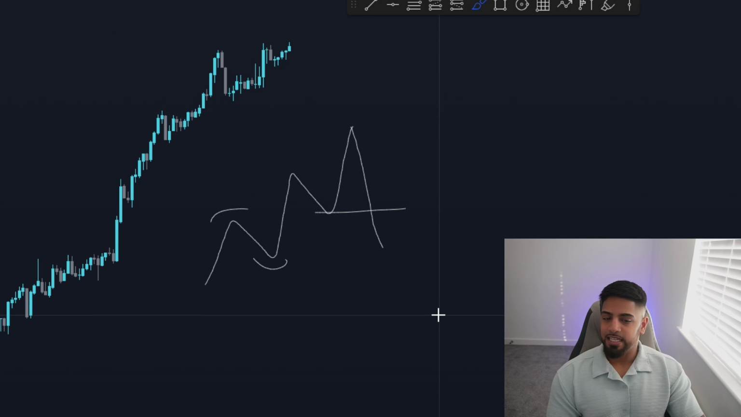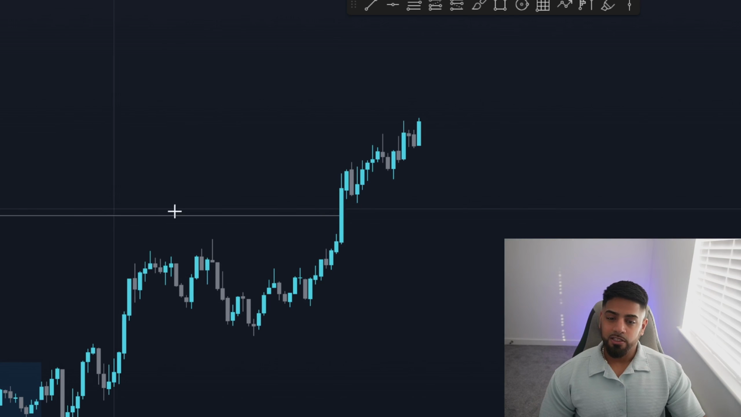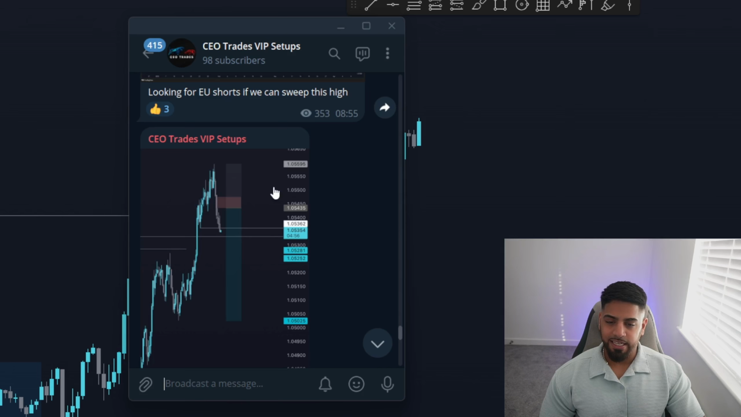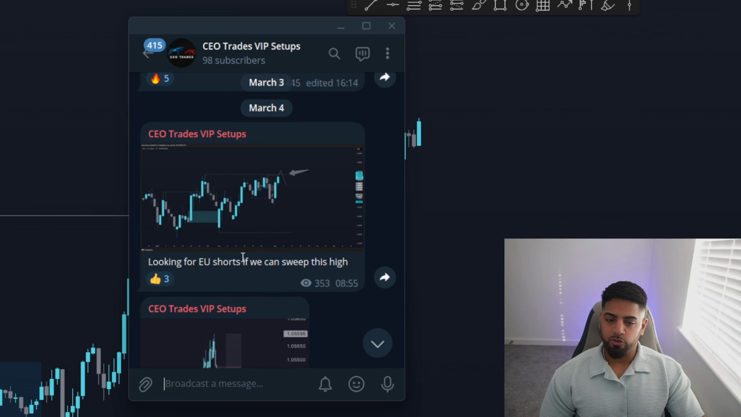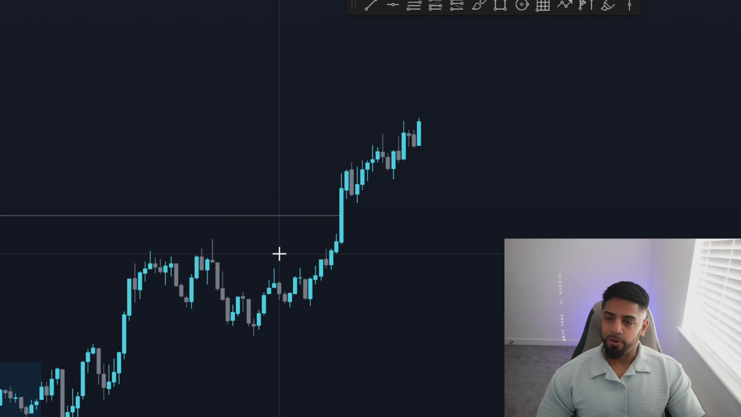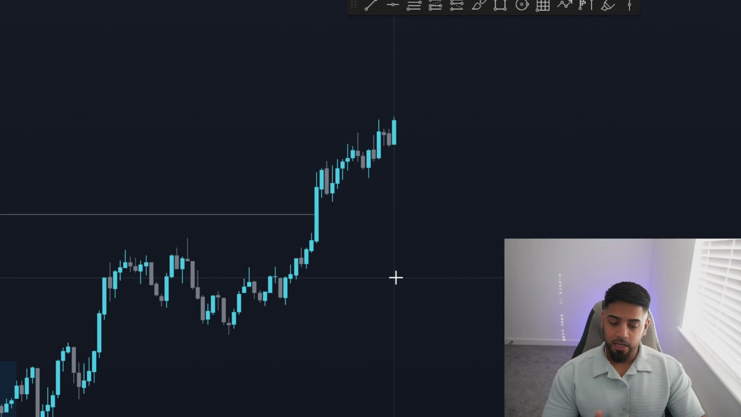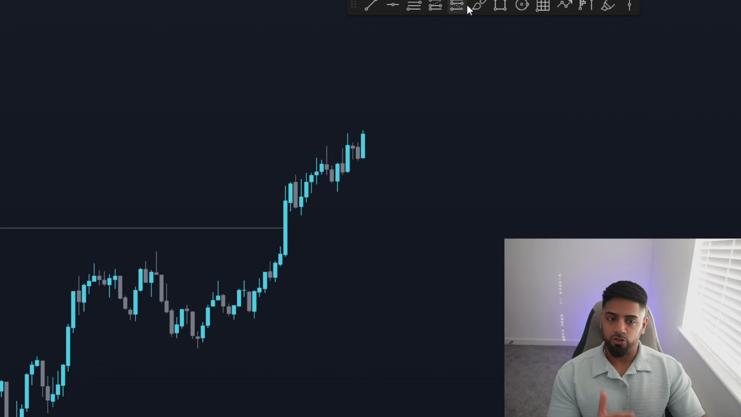We're again following the exact same thing we're doing on the higher time frame. So after we've swept that high, as I said inside of the VIP group, once we sweep the high, we can start looking for shorts. We're going to drop down to the 5-minute, and now again we're going to identify what is structure doing.